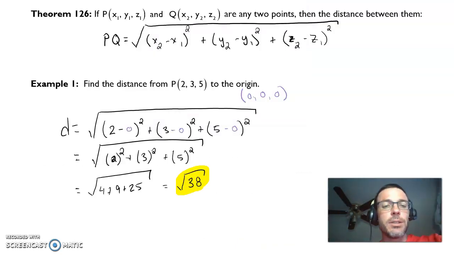So hopefully we found that the distance between point P in this case and the origin is the square root of 38. Can't be simplified. We're going to leave it in that simplified radical form. Notice that I did 2 minus 0. I could have done 0 minus 2 and then 0 minus 3 and 0 minus 5. Sure, those would have been negatives, but when I square, negative 2 squared would still be positive 4. Negative 3 squared would still be positive 9, and negative 5 squared would still be positive 25. So no matter which way I did that subtraction, I'm still going to end up with the positive values here. So be very careful with your addition and your subtraction.